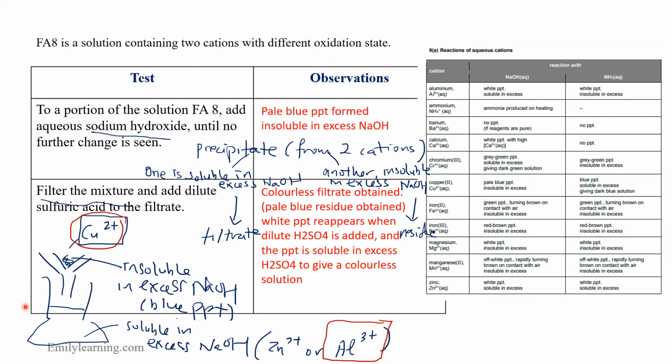It will reprecipitate out as aluminium hydroxide. Then I add excess sulfuric acid. So sulfuric acid plus aluminium hydroxide, what do I get? Well, I get aluminium sulfate. And aluminium sulfate, as we know, is soluble in water. That is why it dissolves to give a colorless solution.